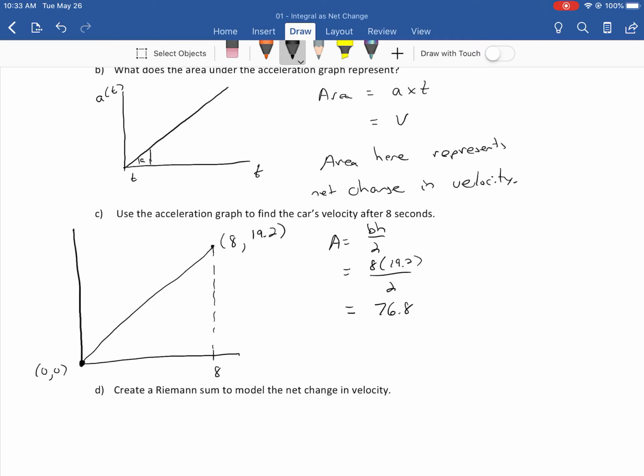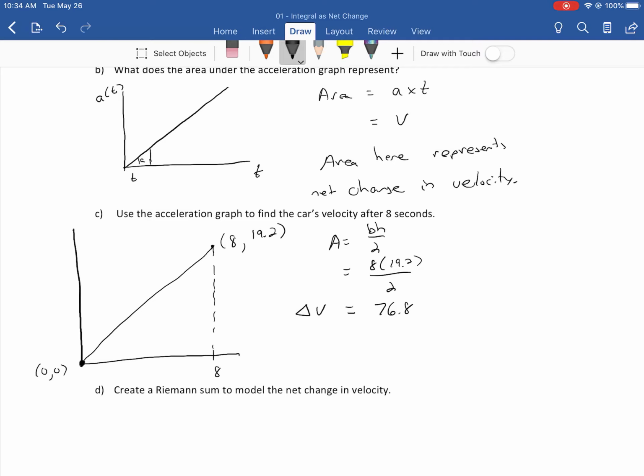76.8. And what does that represent? That's the change in velocity. It's changed 76.8 miles per hour. Oh, sorry, just miles per hour, not miles per hour per second. Miles per hour per second was the acceleration. We multiplied that by seconds and got miles per hour here now. So the delta V is miles per hour.